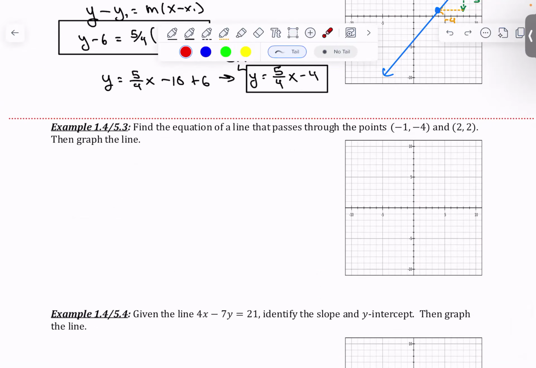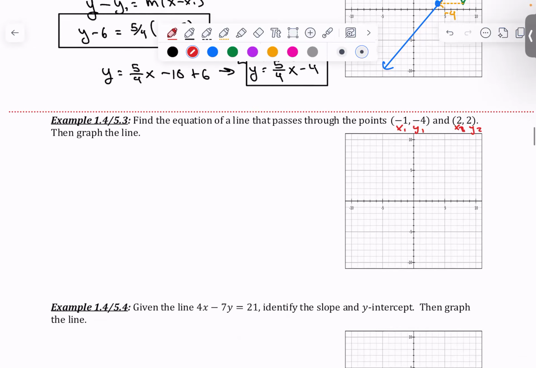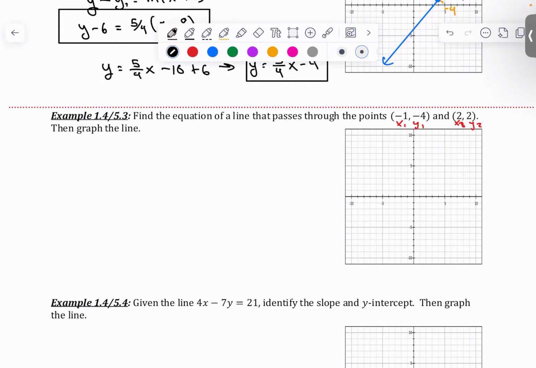So this is my x sub 1, y sub 1, and this is my x sub 2, y sub 2. First we need the slope, which is y sub 2 minus y sub 1 over x sub 2 minus x sub 1. That would be 2 minus -4, so that's really 2 plus 4, over 2 minus -1, so that's really 2 plus 1. So that's going to be 6 divided by 3, that's 2.